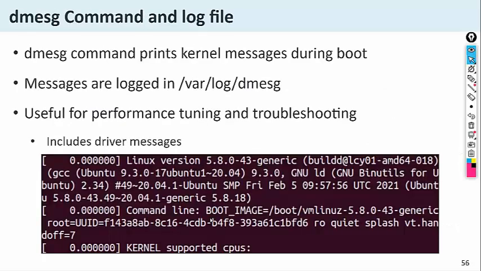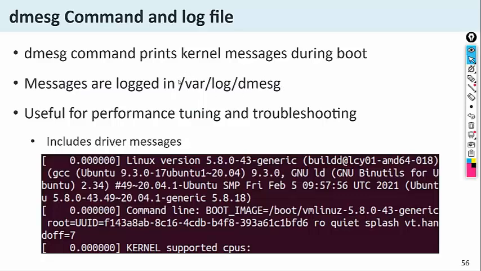So if the kernel is unstable or facing some problem, it is necessary, and 100% the kernel will generate some data, some logs. Where will you get this information? You can get it by using the dmesg command to print the kernel messages during the boot. All the messages are logged in this particular file.